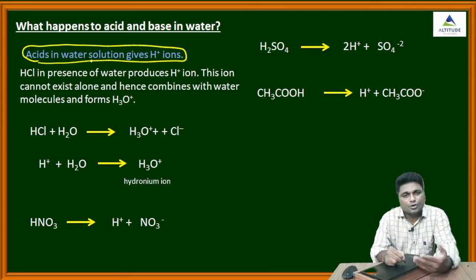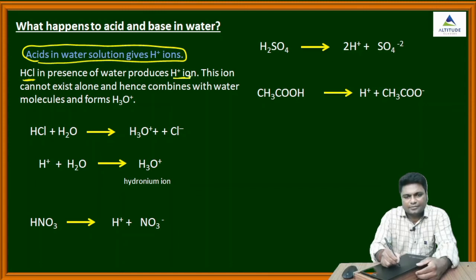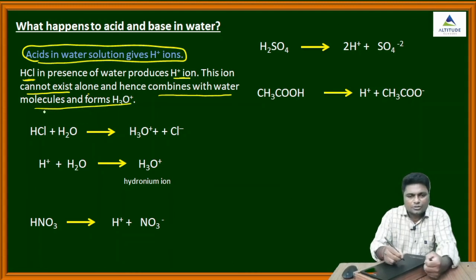It means the compound which gives H plus ion in the aqueous medium is also called an acid. For example, HCl in the presence of water produces H plus ion. And normally H plus ion cannot exist alone. Are you getting my point? H plus ion cannot exist alone, and hence it combines with the water molecule and forms H3O plus.